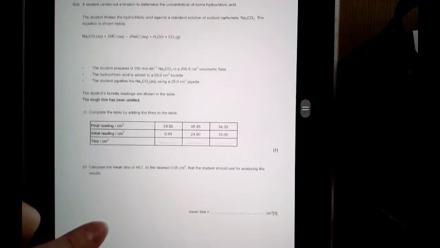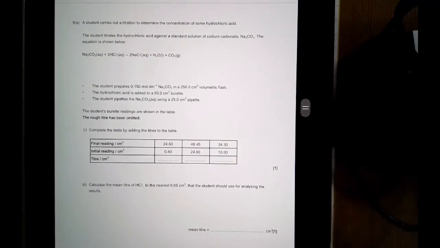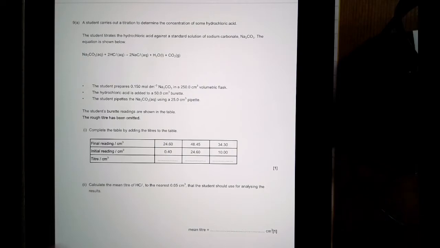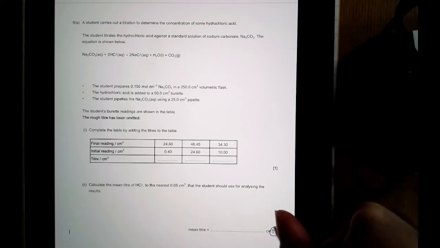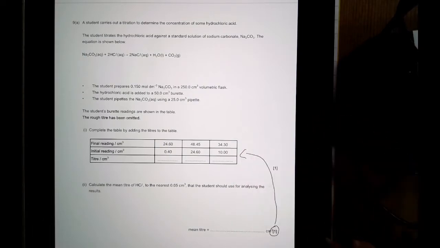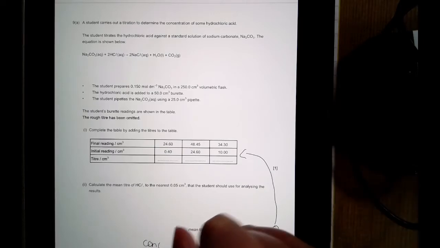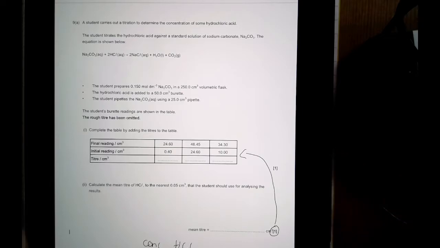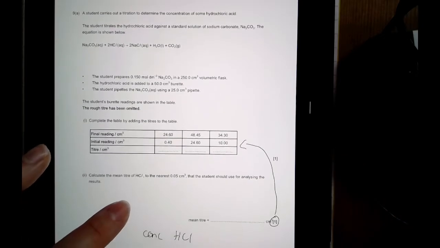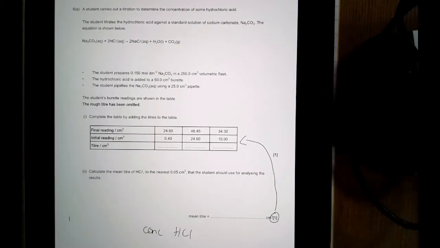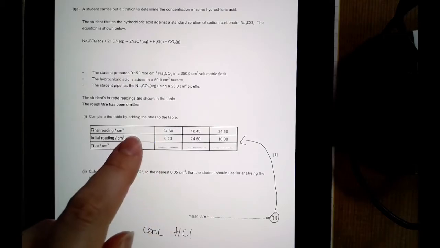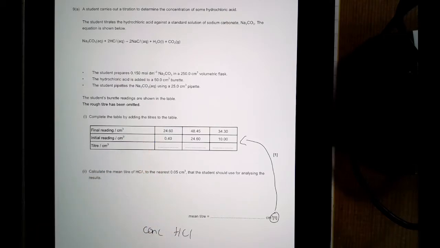So it's here, question 9. So what you'll have to do for question 9 initially is work out the mean titer of HCl using these results up here. And once you know the mean titer of HCl, you can also work out the concentration of HCl, which is the question on the next page. So press pause and have a go at working out, first of all, your mean titer using the results in the table, and once you've got the titer, work out the concentration of HCl. So have a go yourself before watching the answer.